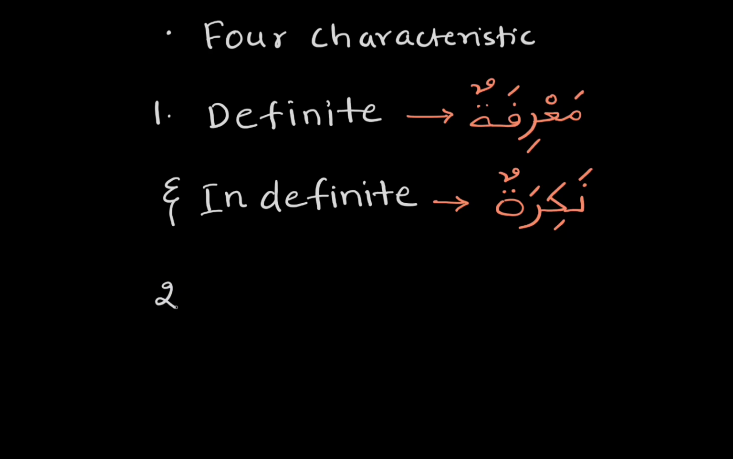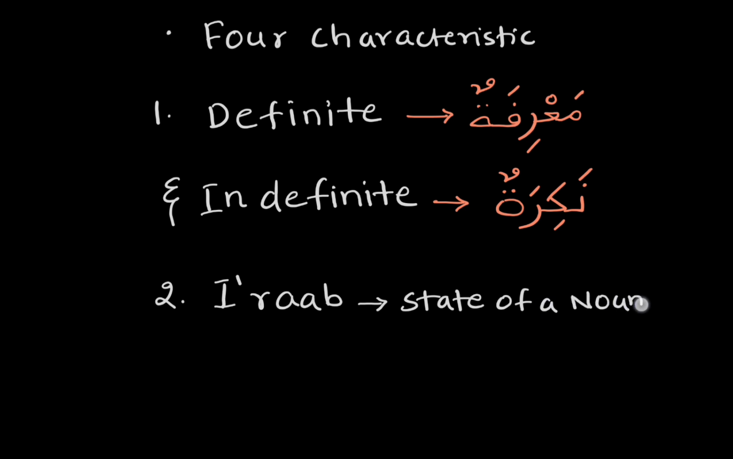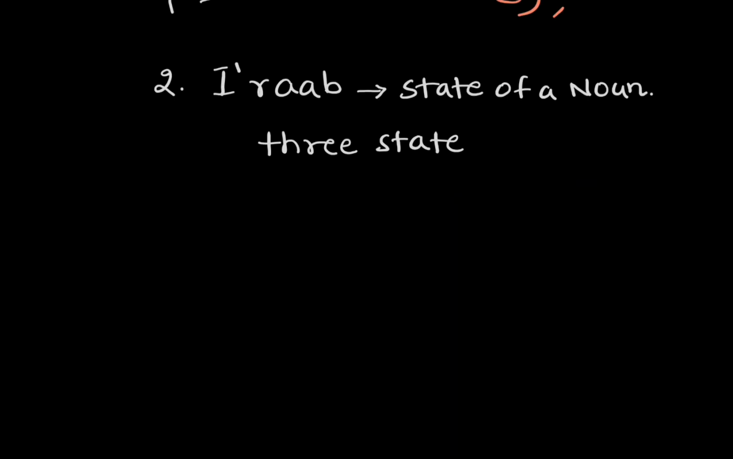Now coming to the second characteristic of a noun, that is I. I stands for i'rab. So what is i'rab? I'rab is a state of a noun. There are three states of a noun. So what are the three states of a noun? The first one is marfu.